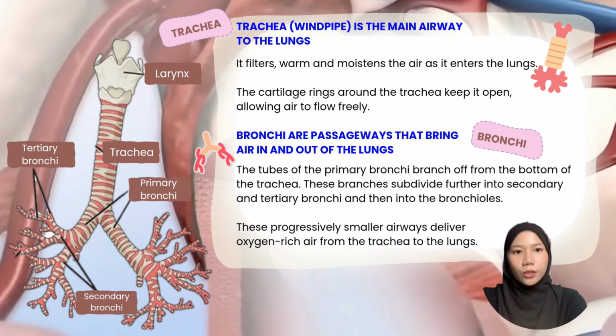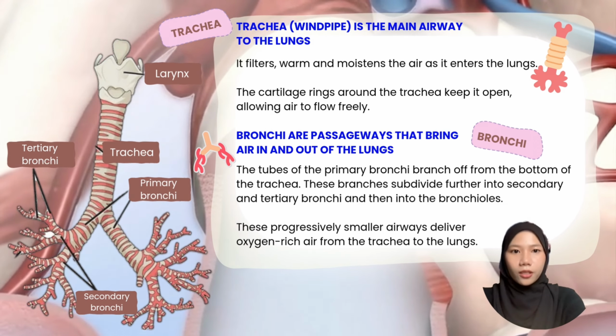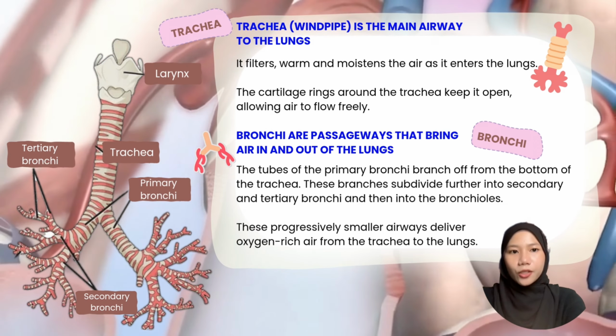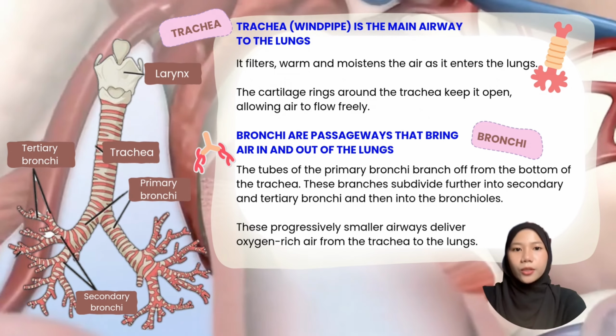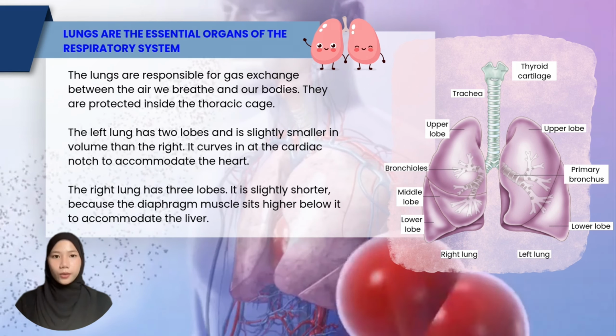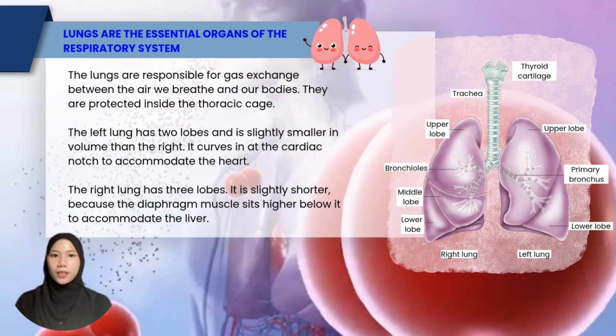These bronchi continue branching into secondary and tertiary bronchi, and eventually into bronchioles. All these branches are like a tree, getting smaller and smaller, and they help deliver oxygen-rich air deep into the lungs. Now, let's take a look at the lungs, which are the most essential organ in our respiratory system.